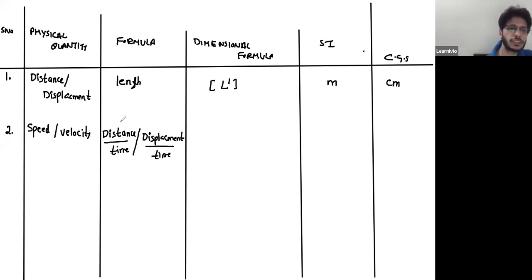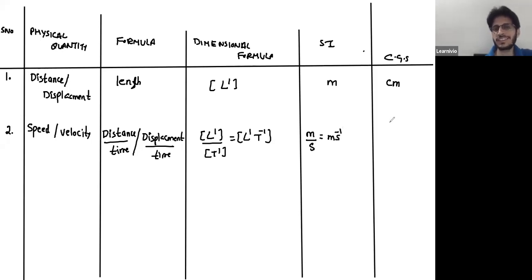Now, as far as dimensions are concerned, both distance and displacement are length. So when we write dimensions, this is L1 over T1. Distance is length, time is T1. So the combined dimensions are L1 T minus 1. When we write unit, it's unit of distance divided by unit of time. The unit of distance is meter, the unit of time is second. So the combined unit is meter per second. In CGS, instead of meter we use centimeter, and the unit of time is seconds in both, so that's centimeter per second.